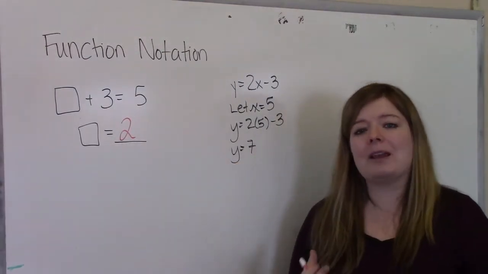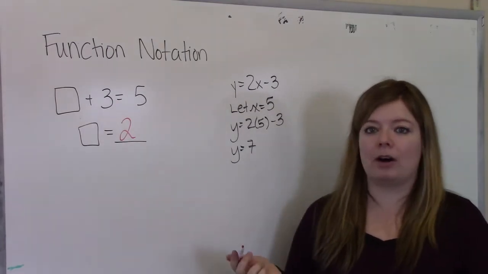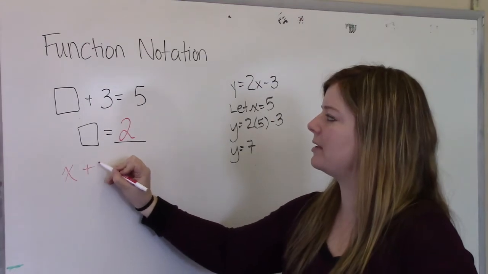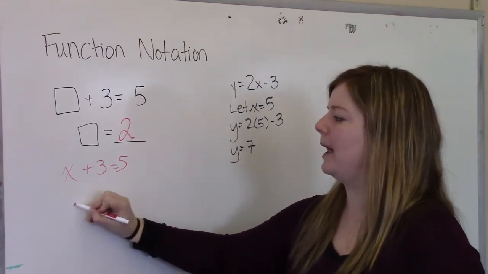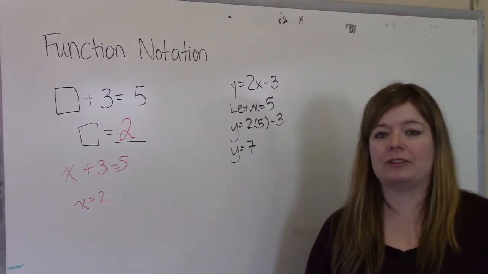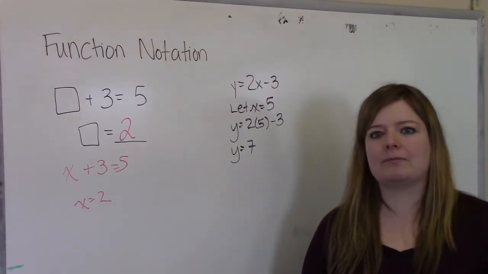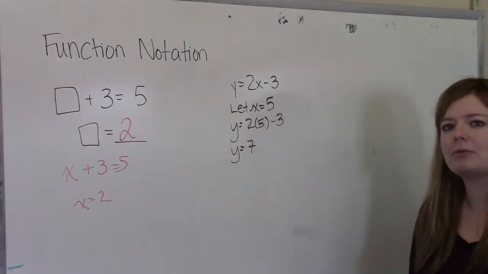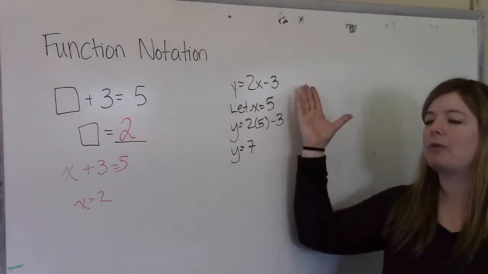And then later it became more formal, and instead of using a box, you started using a variable. So now we would say x plus 3 equals 5 and x equals 2. You can think about why this is more useful to have a variable. It is much more useful in mathematics to have a variable than just writing a box. So we're going to learn something similar today with y equals.